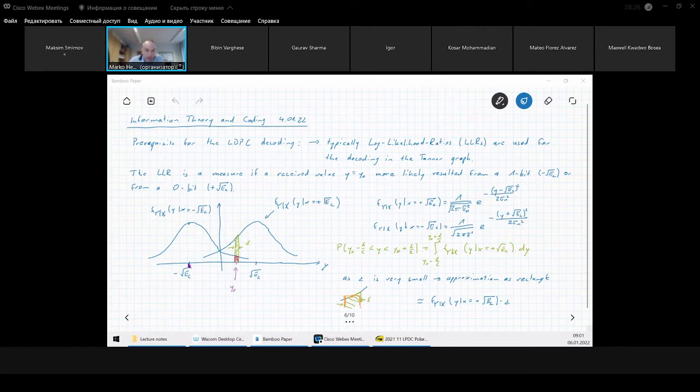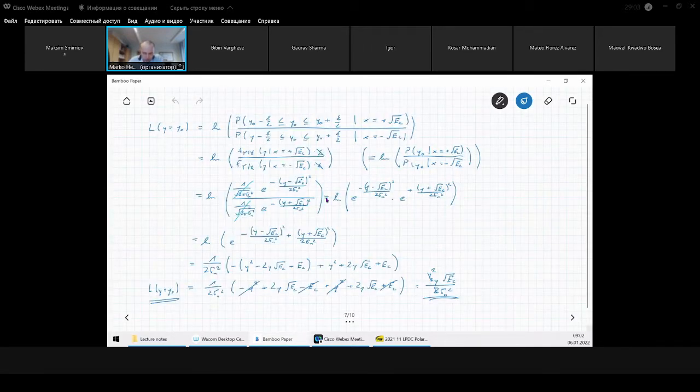But also notice it could be that we transmitted a -1 and the noise was so big that we receive values larger than 0, which would actually result in a decoding error. Of course, we can also calculate this probability. This would be the red probability. And the log likelihood ratio is basically the natural logarithm of the ratio between these two probabilities. So we first had to calculate these two probabilities.